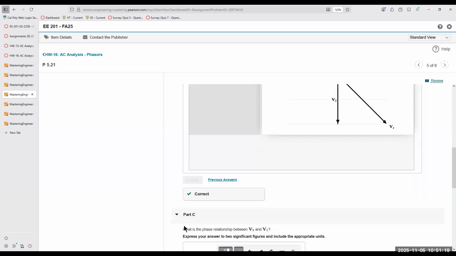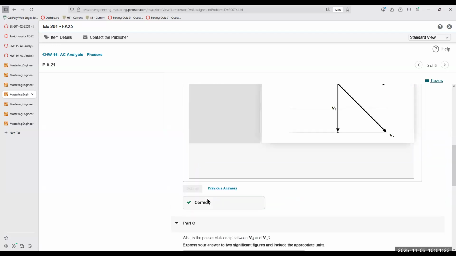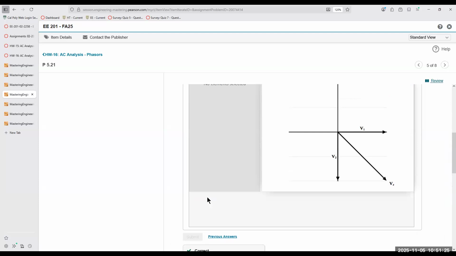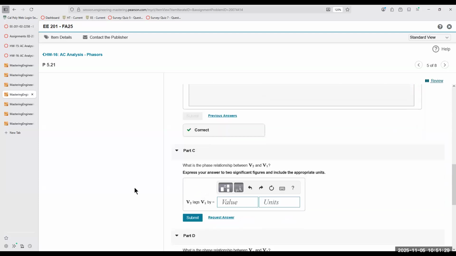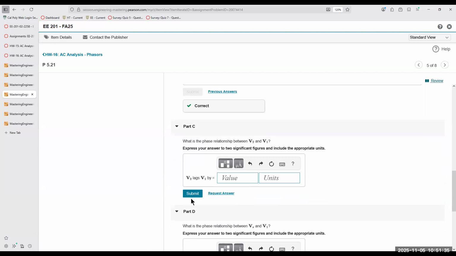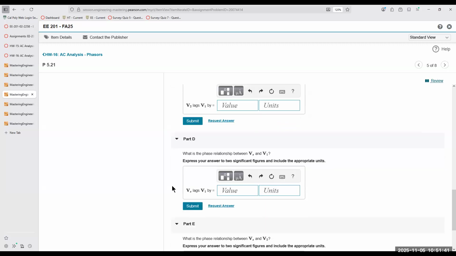Yeah. Okay. What is the phase relationship between V2 and V1? Which one is ahead? Which one is lagging? Well, it says V2 lags V1 by 90 degrees. Absolutely. The negative sign is implied by the lags. If it was positive 90, it would be leads.